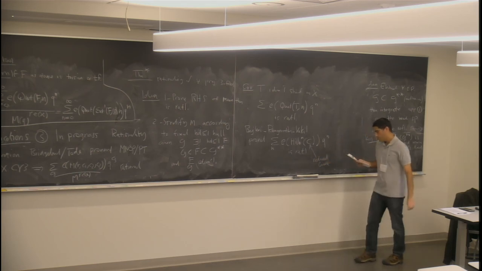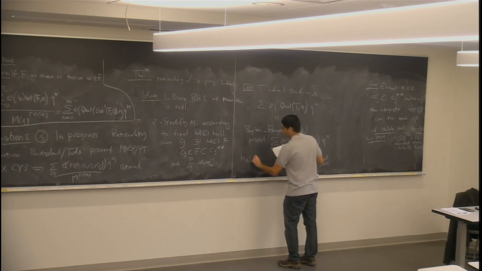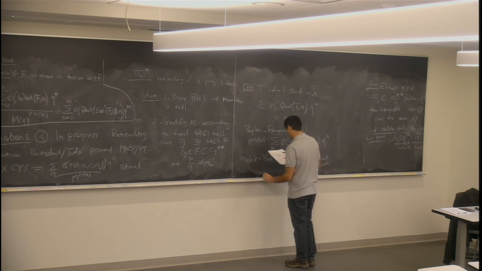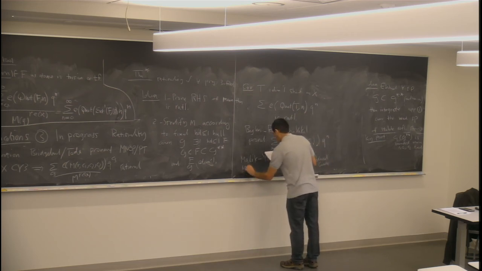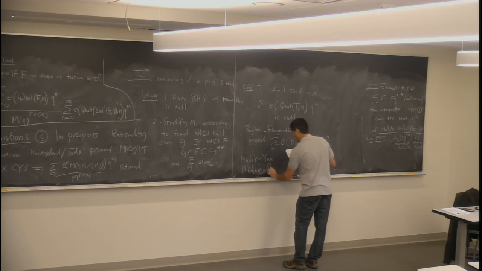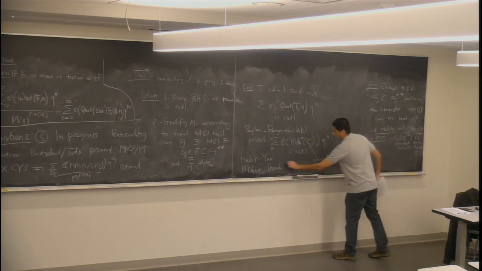This rationality also appeared in the work of Maulik and Jung for planar curves, and also in the work of Green. So these are for planar curves.